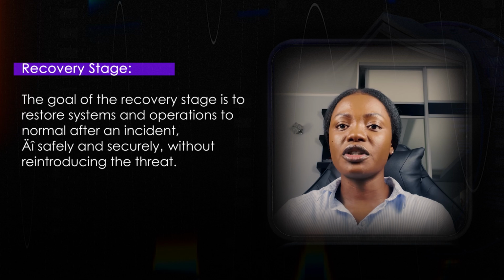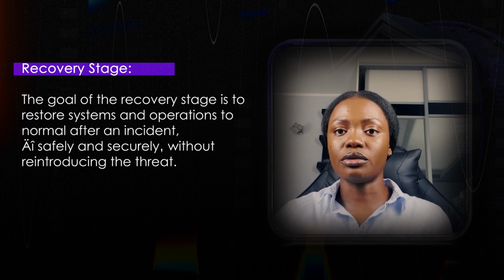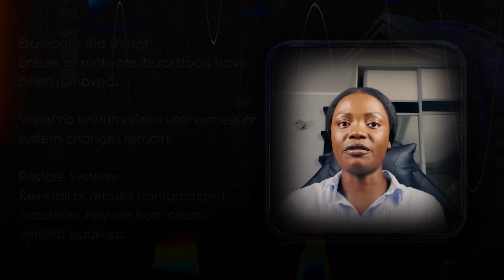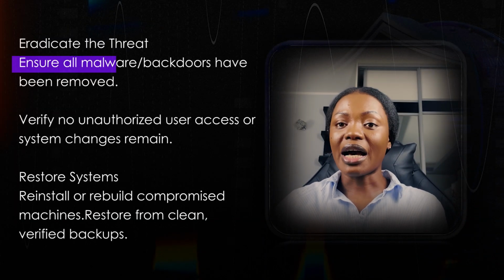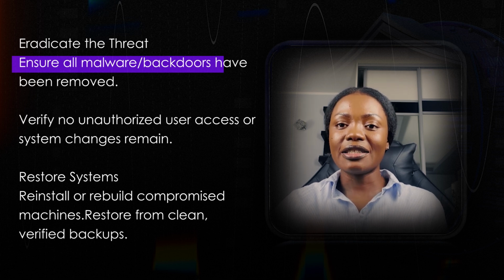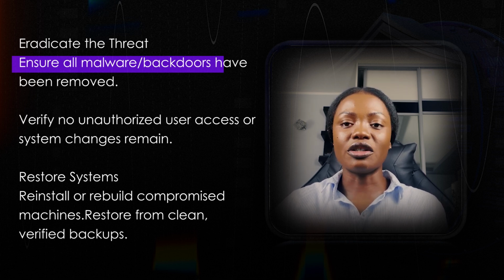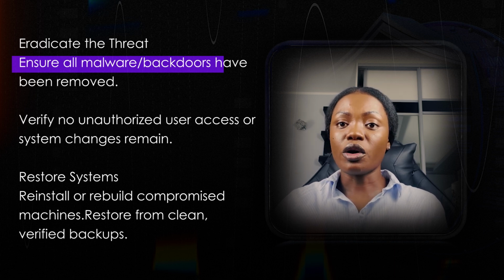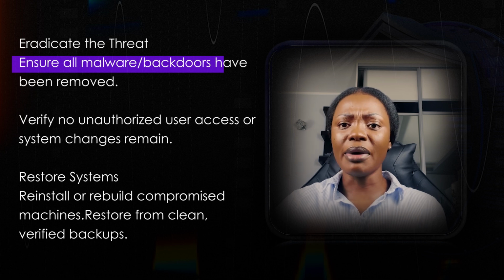So during the recovery stage, there are so many activities that happen. We've talked about eradication, which is the stage before recovery. But by recovery, you should have eradicated the threats. Whatever has caused the incident, you should have removed it, ensured that the backdoors are removed, and ensured that you have blocked all the malware. Then in this stage, you're restoring, you're reinstalling, you're rebuilding compromised machines, you're restoring from backups. And that's why I would also like to point out that backup is very important.